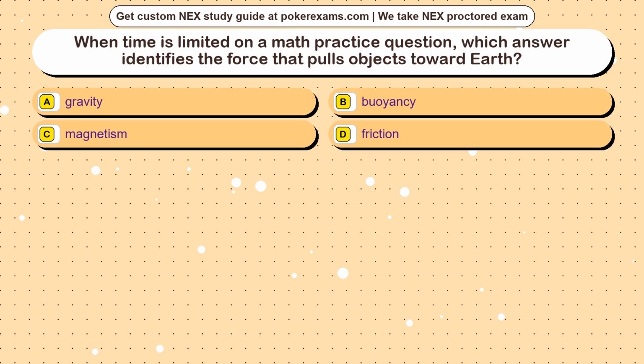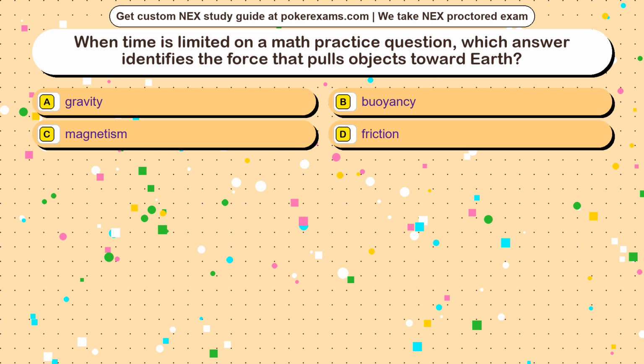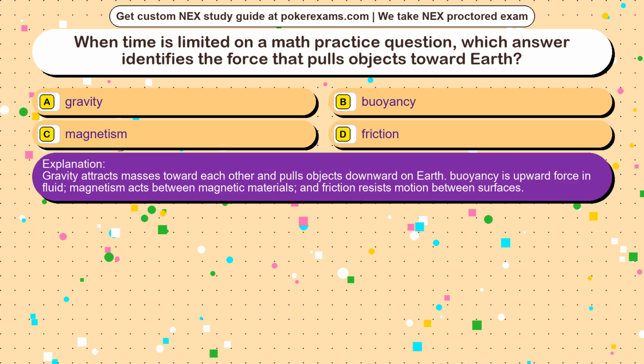Question 5. When time is limited on a math practice question, which answer identifies the force that pulls objects toward Earth? Option A, gravity. Option B, buoyancy. Option C, magnetism. Option D, friction. The correct answer is option A. Gravity attracts masses toward each other and pulls objects downward on Earth. Buoyancy is upward force in fluid, magnetism acts between magnetic materials, and friction resists motion between surfaces.